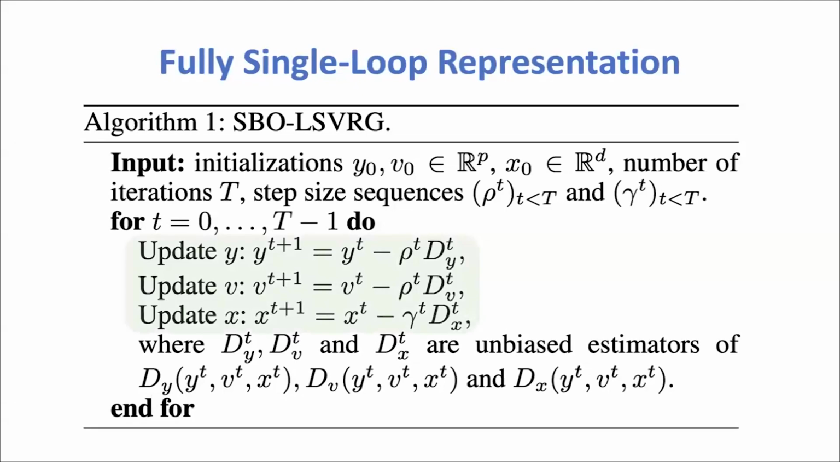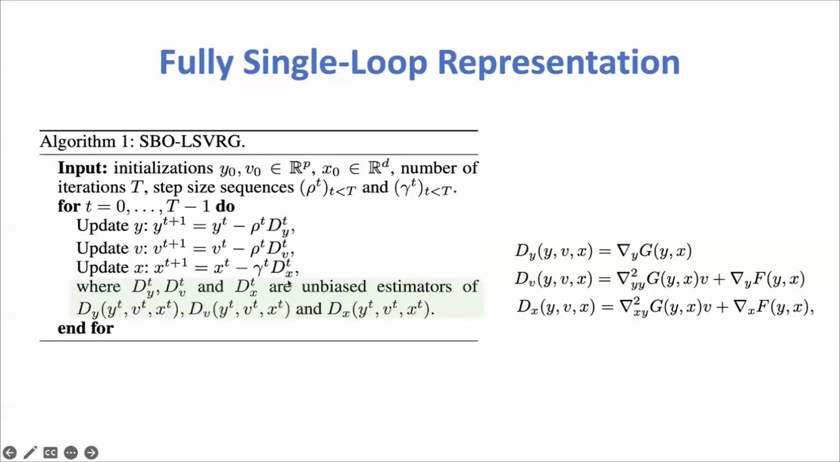The brief idea is that we optimize Y, V, and X at the same time according to their unbiased directions, dyt, dvt, and dxt. Like mentioned, those are unbiased estimators of the real gradients for y, v, and x as well. The explicit forms are presented on the right-hand side.